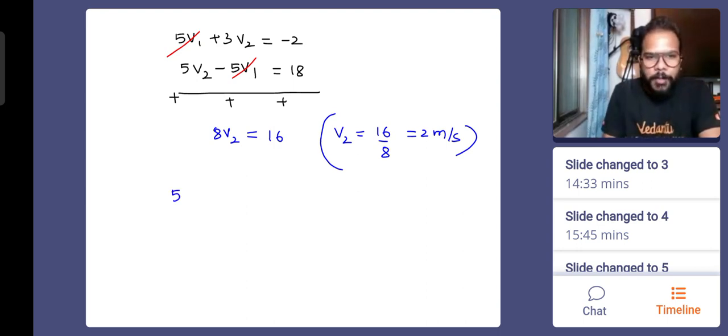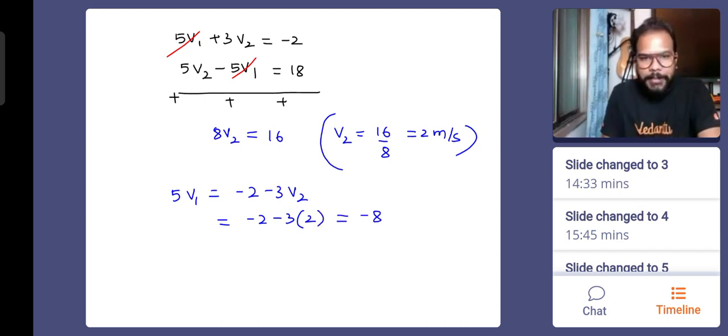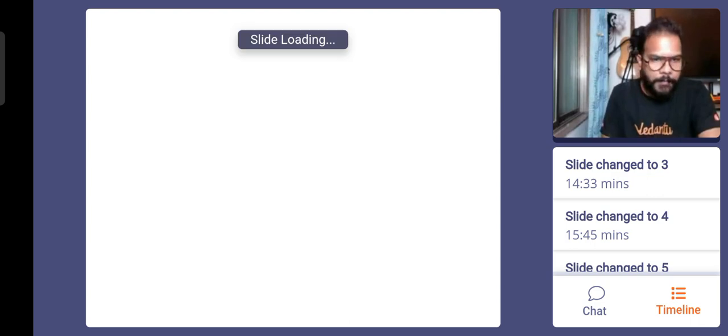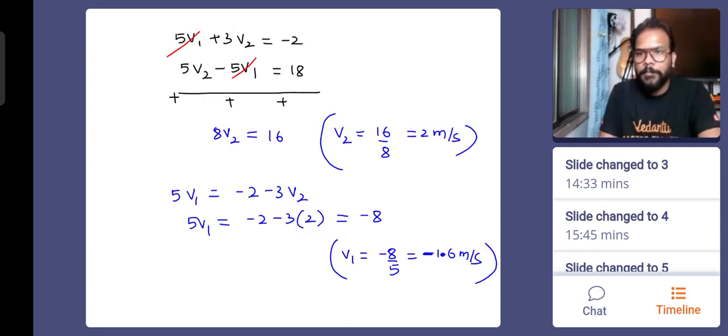And from here, you can solve with either of the two. 5V1 will be equal to minus 2 minus 3V2. So that is minus 2 minus 3 into 2. That's minus 2 minus 6, which is minus 8. So V1 is equal to minus 8 by 5, which is minus 1.6 meters per second. That's our answer. Right, everyone? Hope you guys understood.